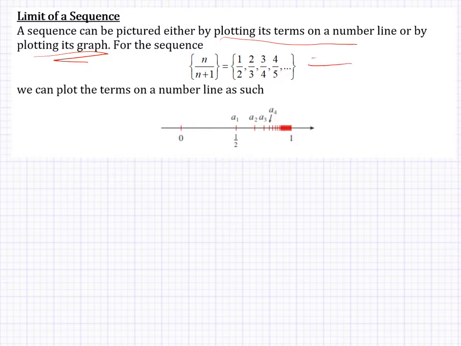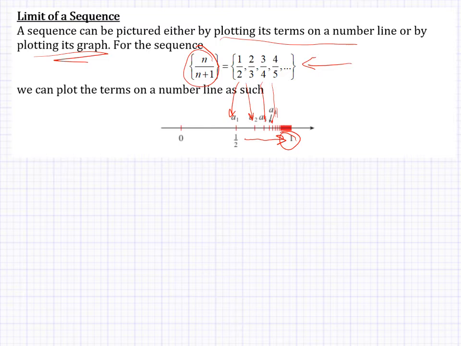So let's look at this sequence right here. n over n plus 1. So if I plug 1 in, I get 1/2, 2 in, I get 2/3, then 3/4, then 4/5, etc. And what we could do is we could plot each one of those terms on a number line. So if I plot 1/2, and then I plot 2/3 on the number line, then 3/4, then 4/5, and I keep plotting these on the number line, it can give me an idea of what's happening with the terms of the sequence and where the terms of the sequence seem to be going. Well, basically what you see here is that the terms seem to be getting closer and closer and closer to 1.